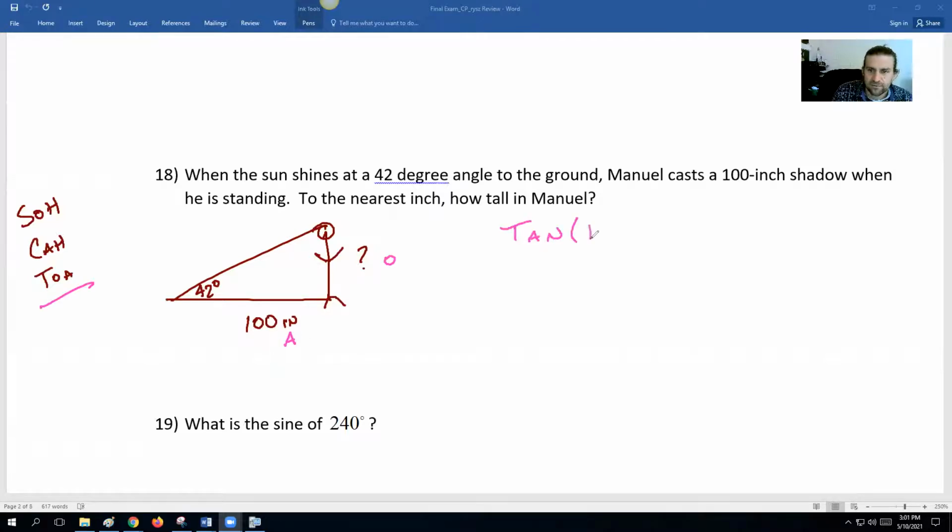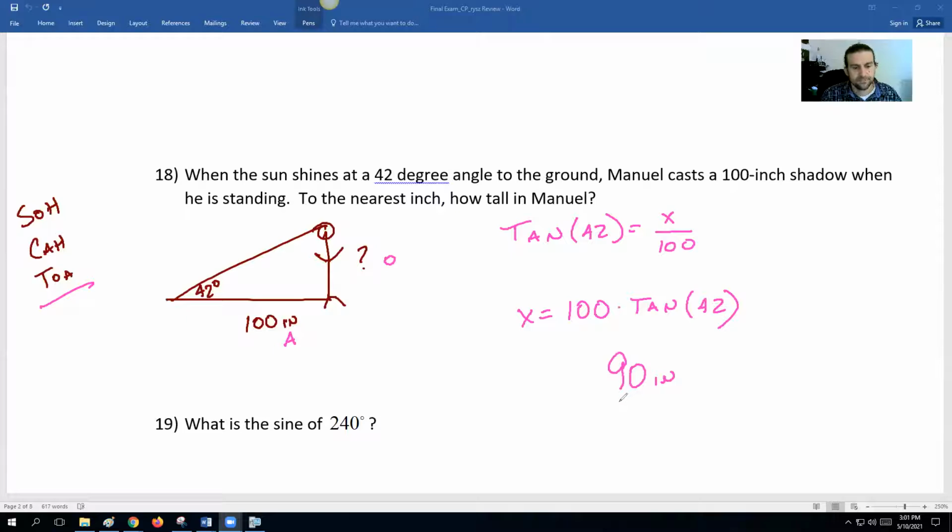So we'd say the tangent of 42 is equal to, well, we don't know how tall he is, x over 100. All right, if x is up high, we multiply. So we got 100 times tangent of 42. And we're going to type that into the calculator. Just make sure that you're in degree mode. All right, so 100 times tan 42, just typing it into a calculator, I get 90.04. So we can pretty much say he is 90 inches tall. Is that pretty tall? I think that is very tall. Manuel, you're a tall man.